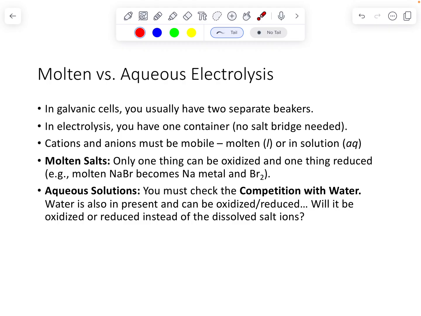So we either have to use really high temperatures to make them molten, from solid to liquid, or we can do it in aqueous solutions. They both come with their own issues. Molten, you have to be at really high temperatures. Aqueous solutions, we're competing with water. Water can also be reduced or oxidized. So we have to look at whether it is easier to reduce or oxidize water than it is to reduce or oxidize our ions. We'll look at their reduction potentials to figure that out.